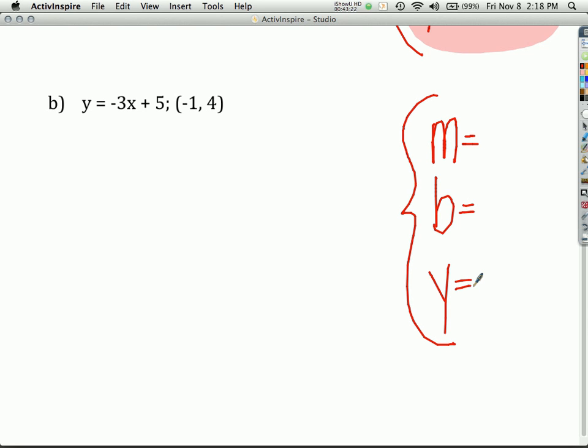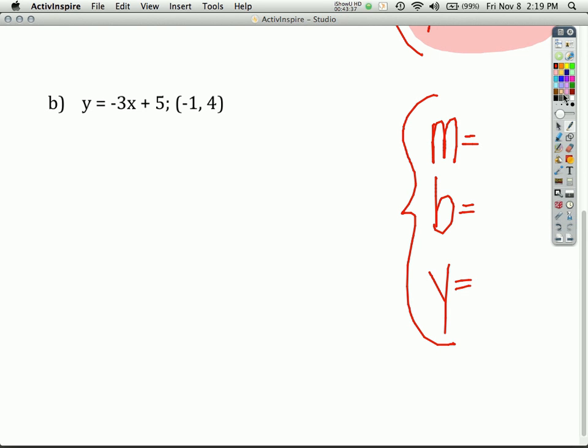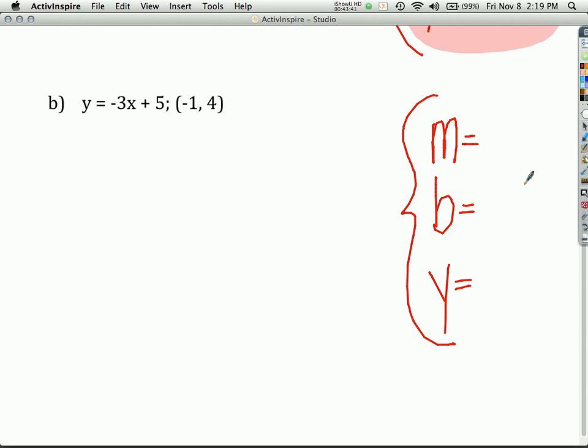So the first thing I need is the slope. What's the slope of my new line going to be? Catalina? 3 over 5. It's going to be 3 over 5. How'd you get that? You thought it was the opposite of A over B, right? Yeah. But what form is this in?